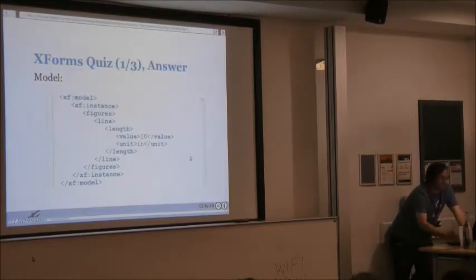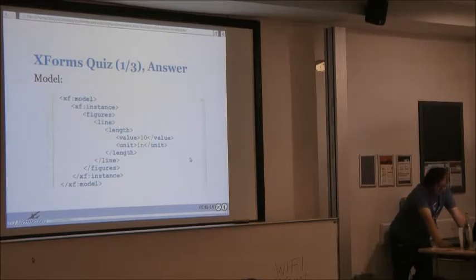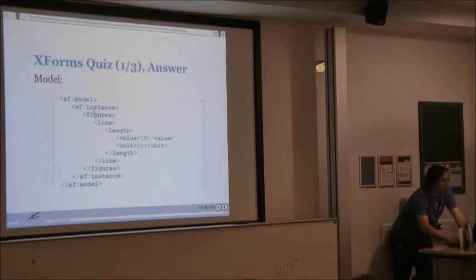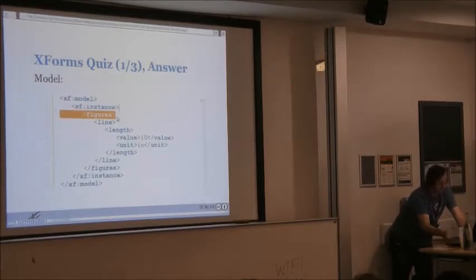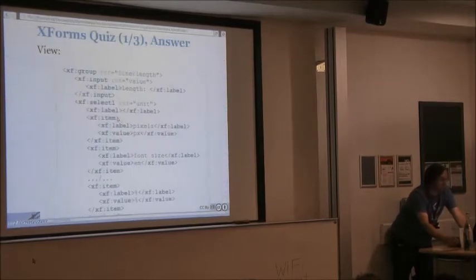So in XForms you have what we call an MVC design pattern. So we define a model, and this is a model. In the model we define that we have an instance, and this instance is what I have shown in the previous slide, just the XML elements with the figures, line, length, value, and unit. So the model is very simple. Of course you can create complex models with XForms.